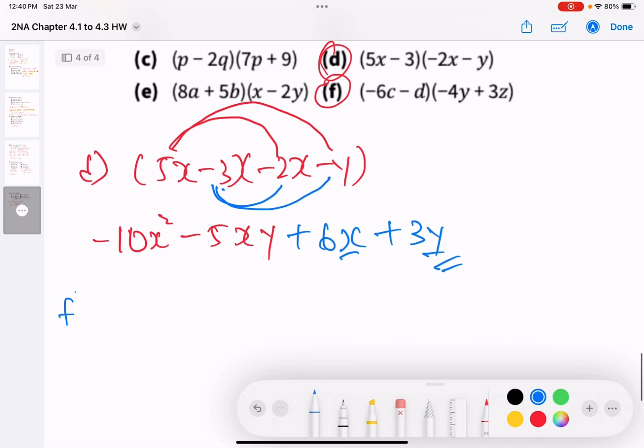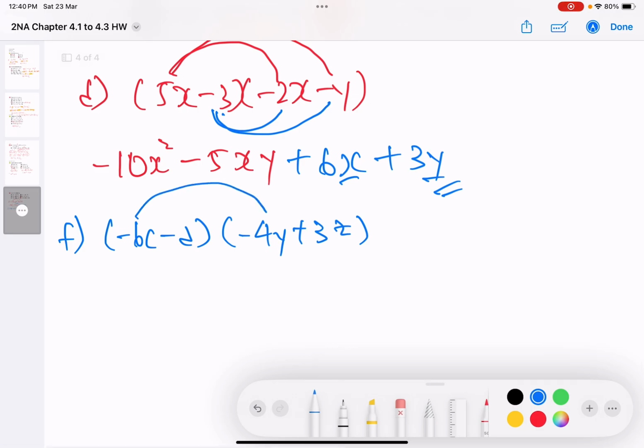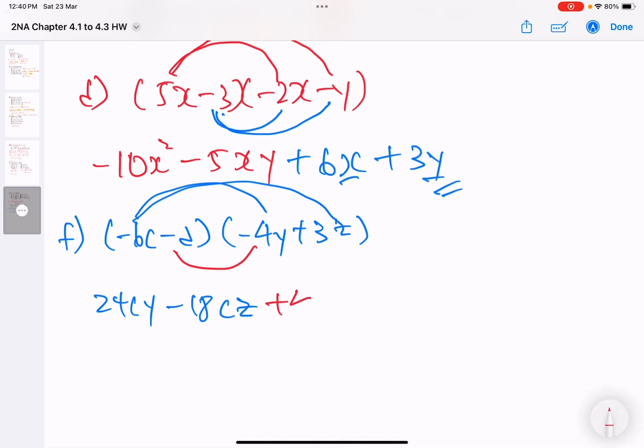Okay, the last one, part F, (negative 6c minus d) multiplied by (negative 4y plus 3z). So expand this, negative 6c times negative 4y gives me positive 24cy, negative 6c times 3z gives me negative 18cz, negative d times negative 4y gives me positive 4dy, and negative d multiplied by 3z gives me negative 3dz.